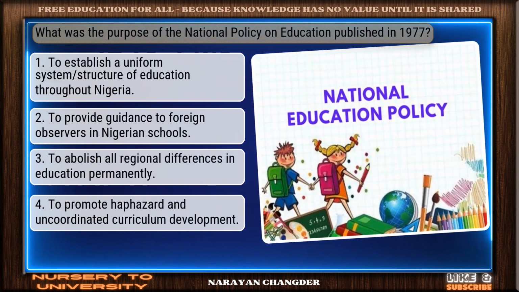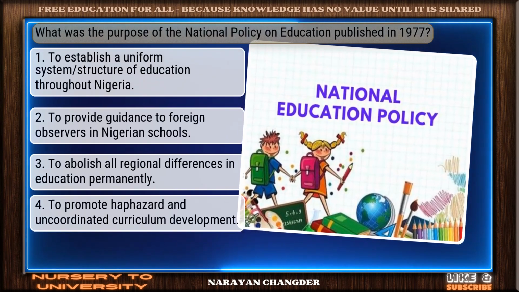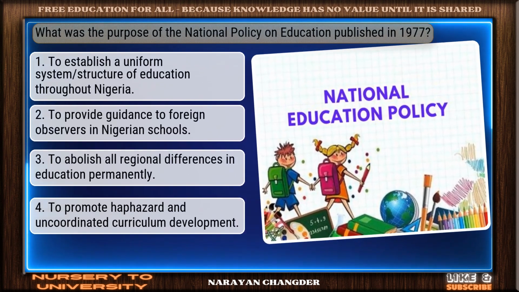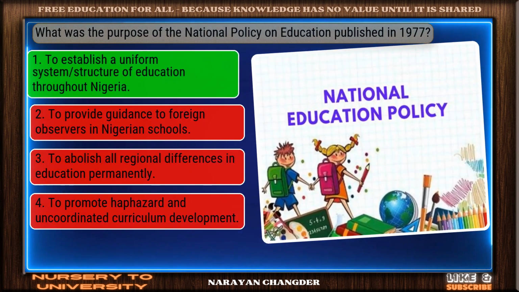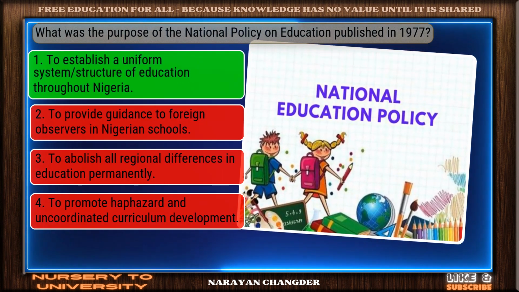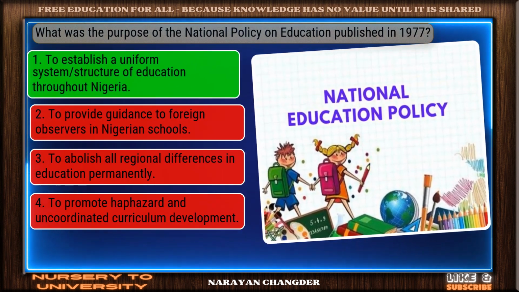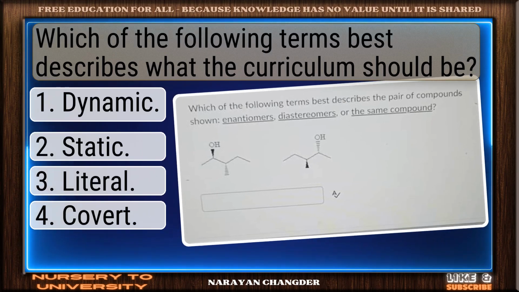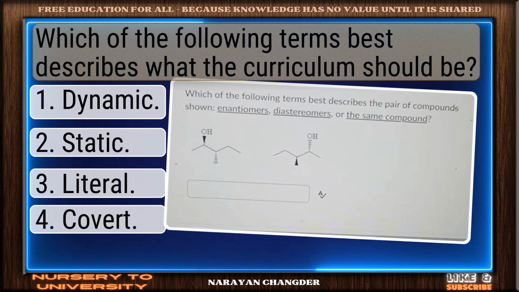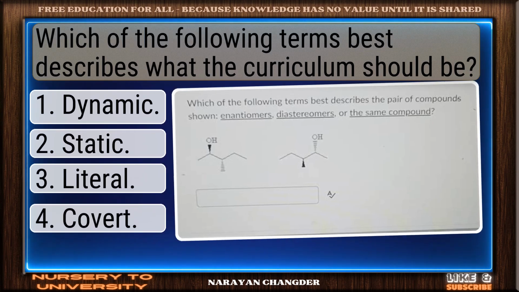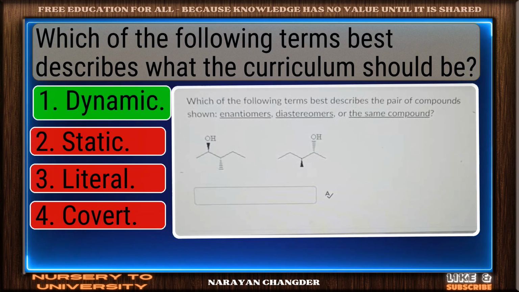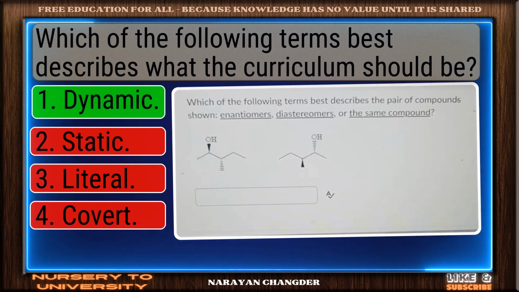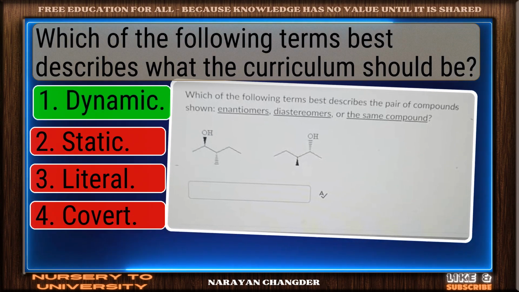What was the purpose of the National Policy on Education published in 1977? Well picked. To establish a uniform system structure of education throughout Nigeria is the correct answer. Which of the following terms best describes what the curriculum should be? Nicely done. Dynamic is a solid answer.